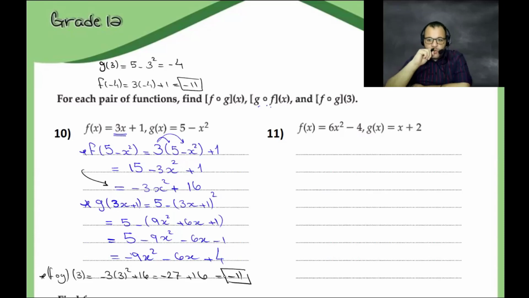Any problem for this one? Because you will solve question number 11. Any problem? Okay, start solving. Solve question number 11 and send it to me, please.